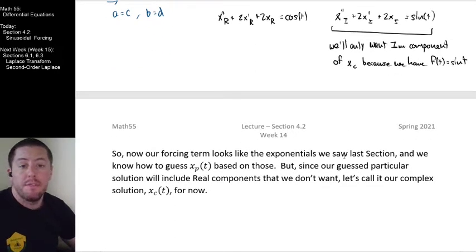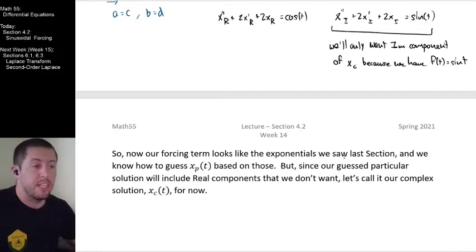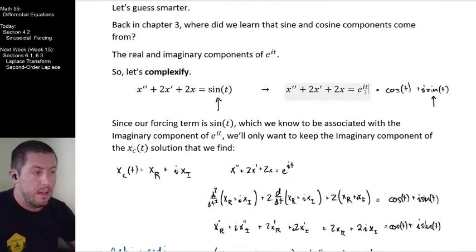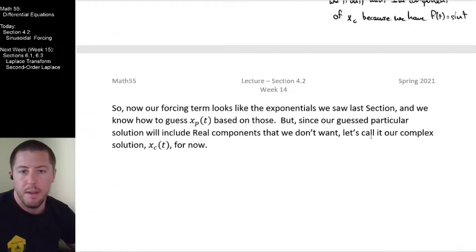So now our forcing term looks like the exponentials that we saw in the last section. That's really good. Let me go scroll back up. Now that we've complexified, our forcing function is an exponential function, and we saw that it was really, really easy for us to make our guesses associated with our particular solution and to find the appropriate particular solution, right?